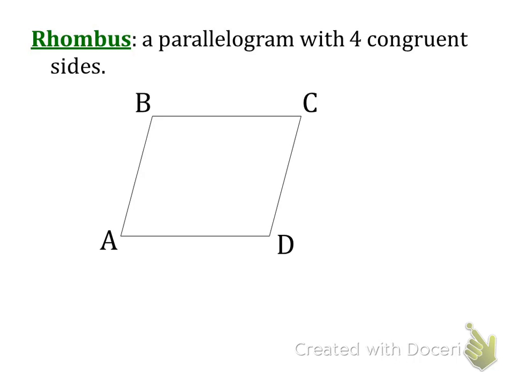Definition of a rhombus is a parallelogram with 4 congruent sides. That means, notice the picture now. I've added in details into my picture. Put down the same amount of tick marks on every side.